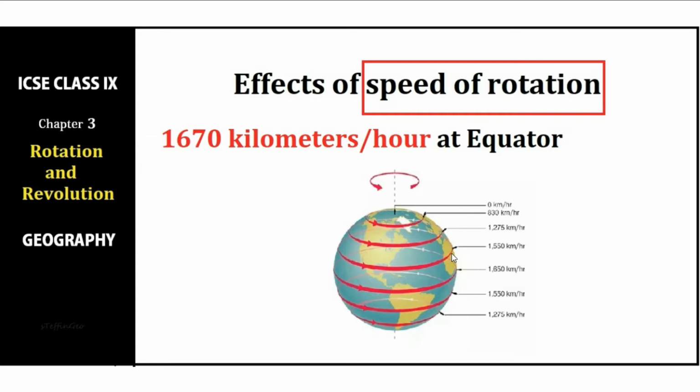So from the equator to the pole, the speed of the rotation of the Earth decreases, and at the equator it is the maximum speed, and it is about 1670 kilometers per hour.